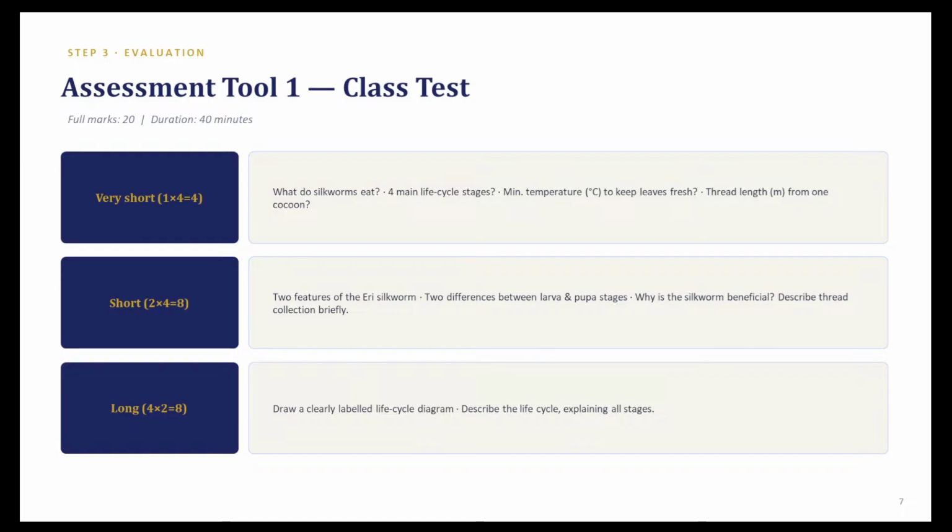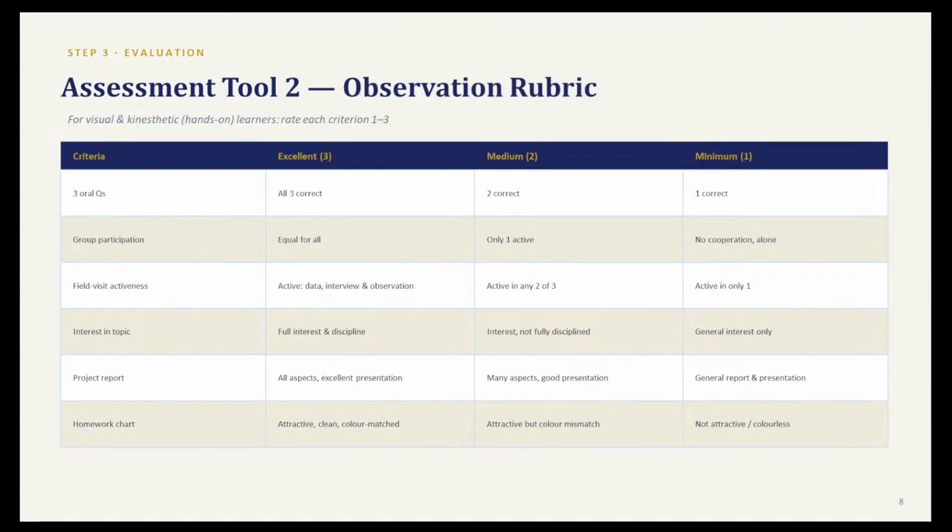So students are asked to identify the different stages, explain the life cycles, and draw the labeled diagrams. So this helps evaluate both their conceptual understanding and their ability to explain the scientific ideas. And observation rubrics. Written test alone cannot measure all learning outcomes.